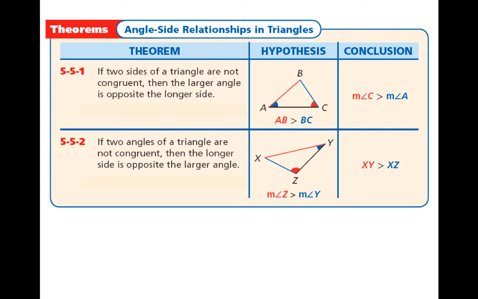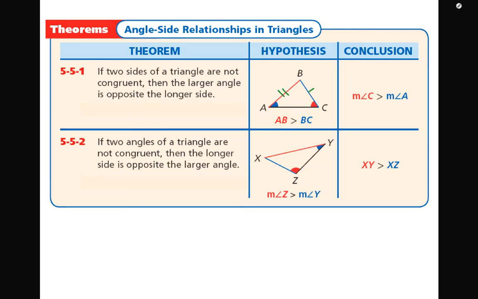The theorem kind of breaks it down into just comparing two at a time so we can do a less than or a greater than relationship. So that first hypothesis, if two sides of a triangle are not congruent. So in other words, if AB is bigger than BC, then the conclusion would be that angle C is going to be bigger than angle A. Notice I did not make those isosceles. It's a less than or greater than type of relationship.